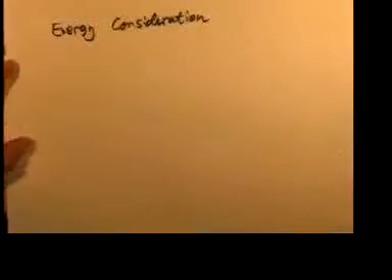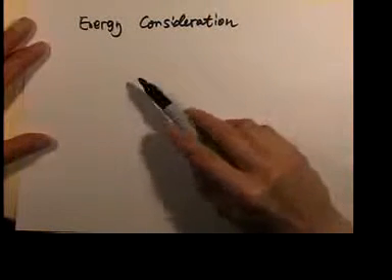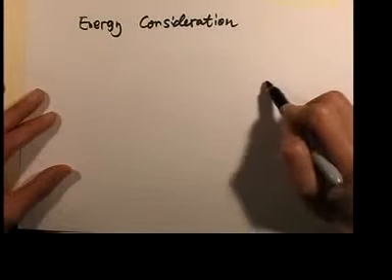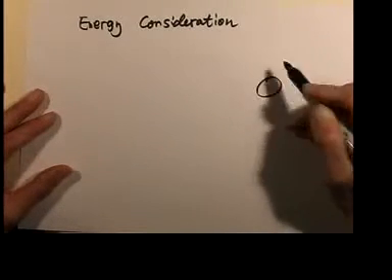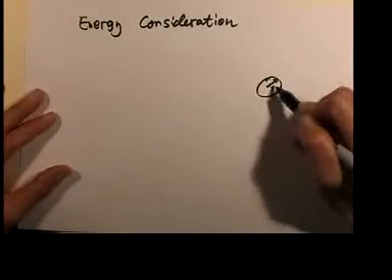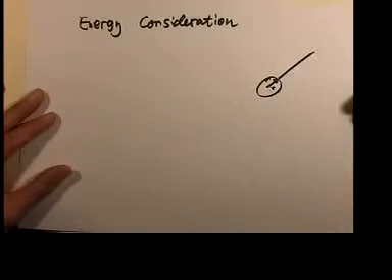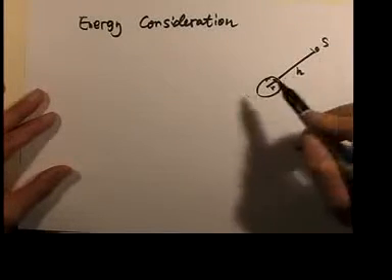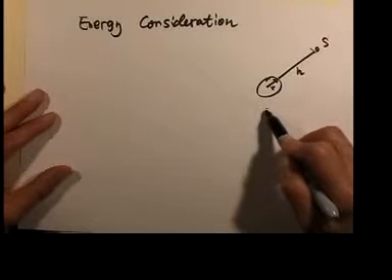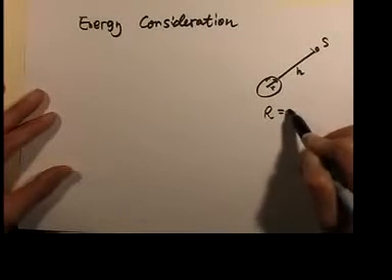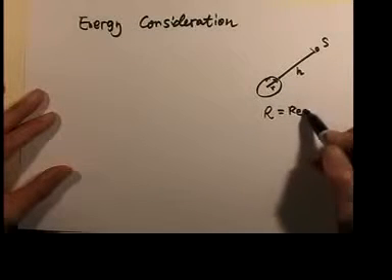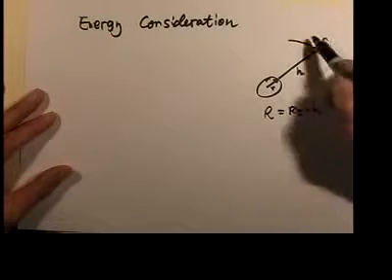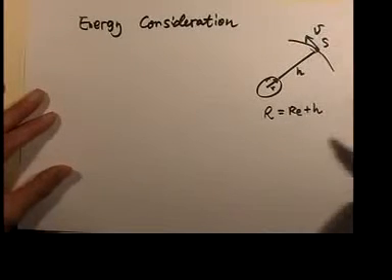So let's talk about energy. Let's have an energy consideration of planetary and satellite motion. Imagine that this is Earth, and that is the radius of the Earth, and we have a satellite which is h meters above the surface of the Earth. That's a satellite. The definition of its orbital radius is the radius of the Earth plus the altitude h. And if it's in a circular orbit, the tangential velocity is v.